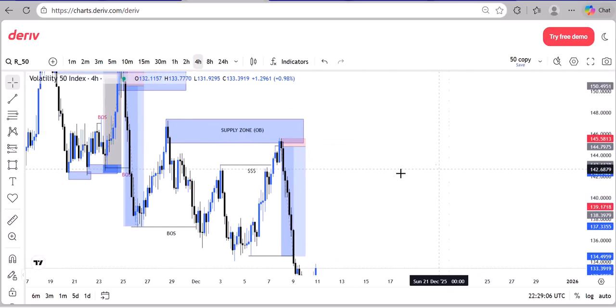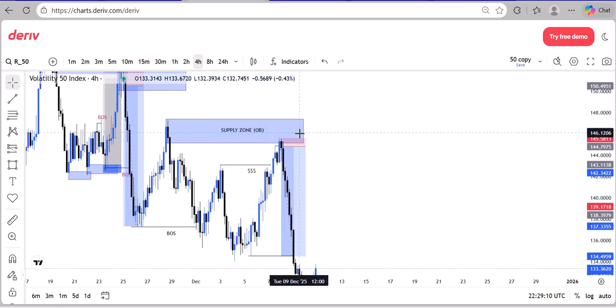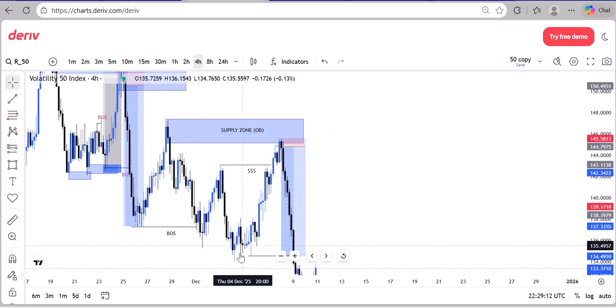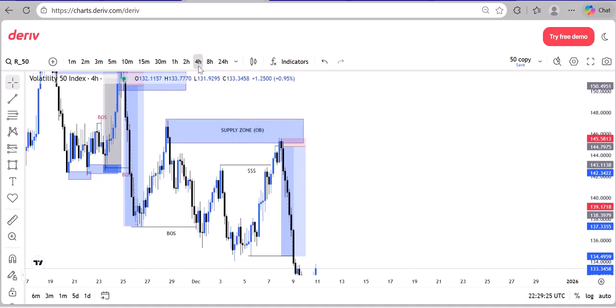So what's the next thing we do? We wait for price to tap into this zone before we look for an entry. So after price broke structure, it retraced. It took out this previous high, also took out this high, and came in and tapped into our zone. Now this is the 4 hours time frame.